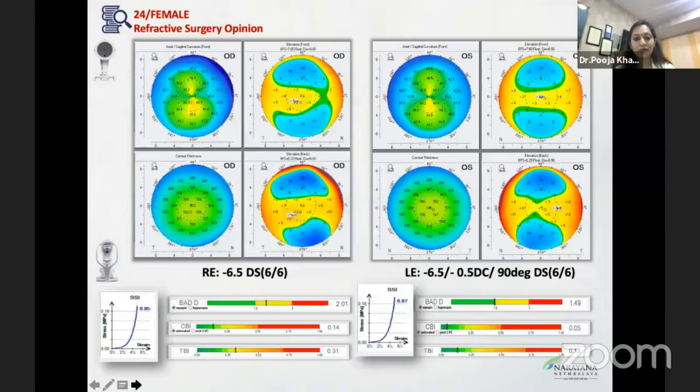So let's go to cases. I'm just putting up cases which are dilemmas. In this one, the topography looks normal. There is not much posterior elevation. The thickness is decent, about 550 in both eyes.